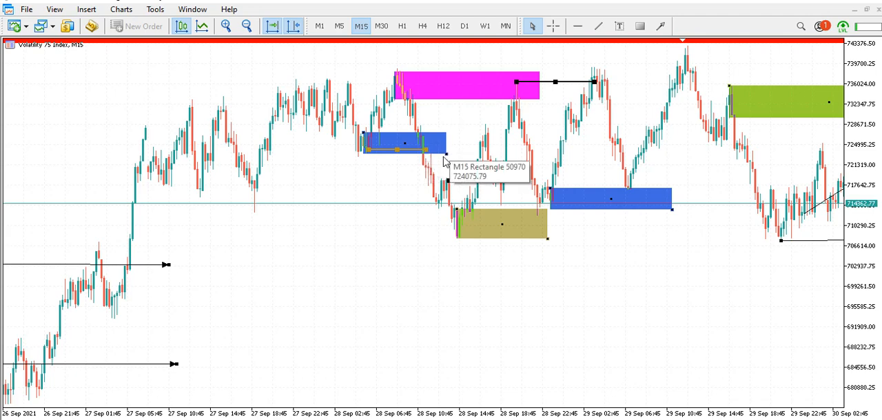What then do we see if we extend our rectangle to the right? We cover it up until here. This was supposed to be a mitigation block, but it became a breaker block. So instead of buying here, we had to sell here, and then where was our take profit?